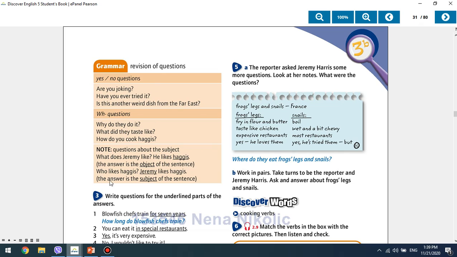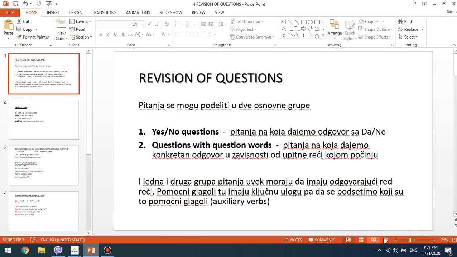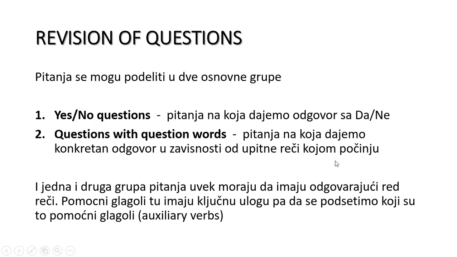You have the explanation here, but I would like you to take your notebooks and write down the things that I have prepared for you so that everything is much clearer to you. When we talk about questions, we can say that questions can be divided into two big groups. The first group are yes-no questions. When you give the answer to those questions, you can always say yes or no. That's why they are called that way.